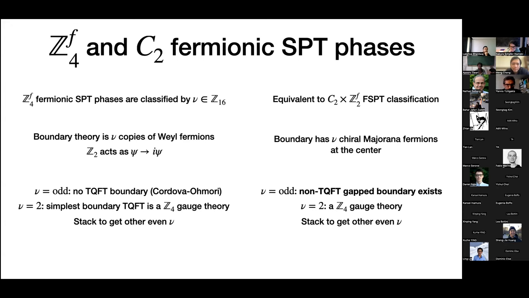I just want to note one interesting difference between the ZN case and the CN case here. In the case of a CN SPT, at least for C2, where the internal symmetry counterpart has no topological boundary, the CN case can sometimes have a non-topological, non-TQFT gapped boundary state. It's gapped, but it cannot be transformed in any way we know into a topological boundary state.